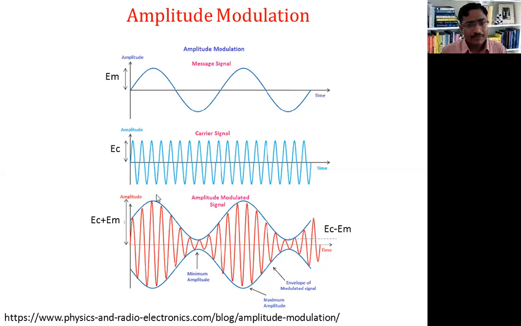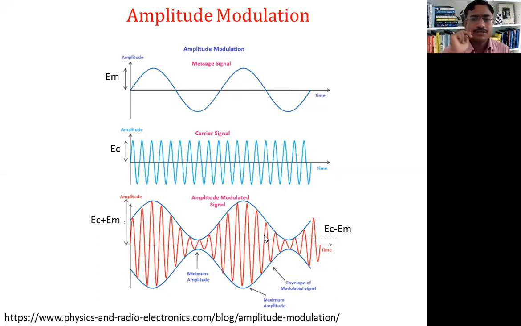Then when we have a positive half cycle, when the amplitude of the cycle is positive, both EC plus EM gets added, and we get a maximum amplitude. And when there is a negative amplitude of the modulating signal, it gets subtracted and we get a minimum amplitude. So maximum amplitude is EC plus EM, minimum amplitude is EC minus EM. Very simple. Now this is the one modulation process.